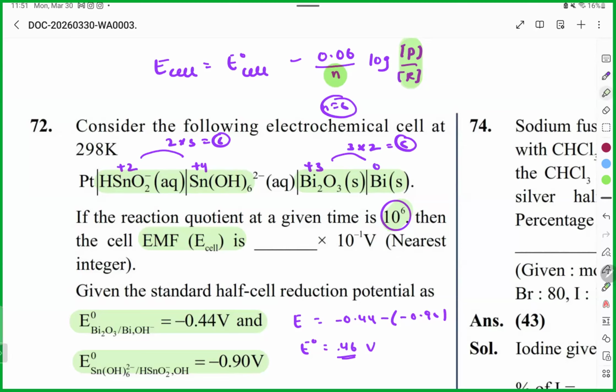E naught cell value we got. This value is given. Calculate. Any doubt, guys? And tell me your answer.